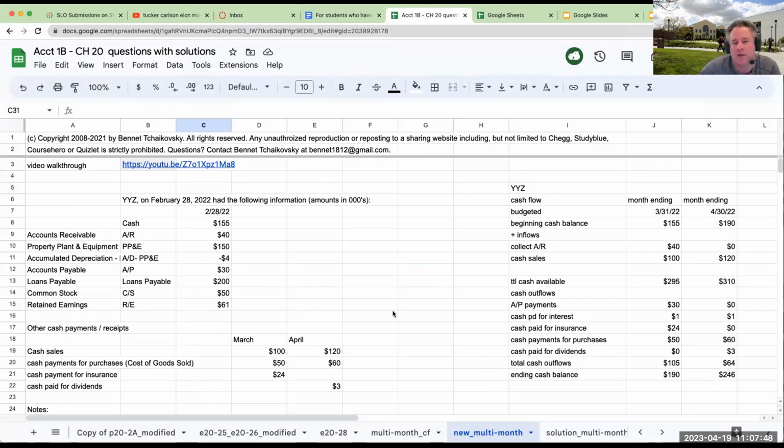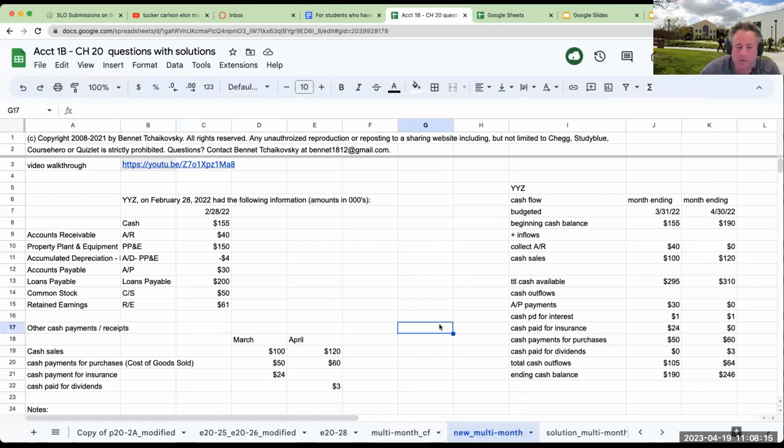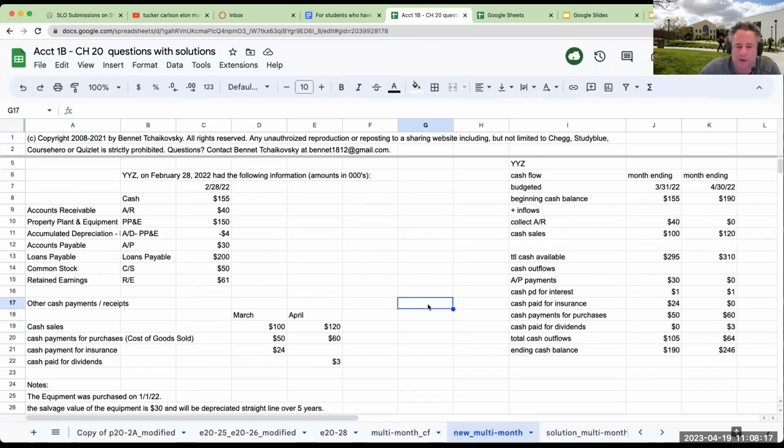If you're taking my class in chapter 20 for managerial accounting, what I'm really trying to do is get you to understand how to do a cash budget, as well as how to create financial statements from that cash budget. For this question, I'm modifying the one I previously did, a multi-month cash flow question.